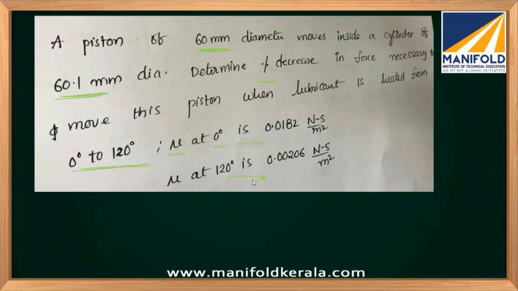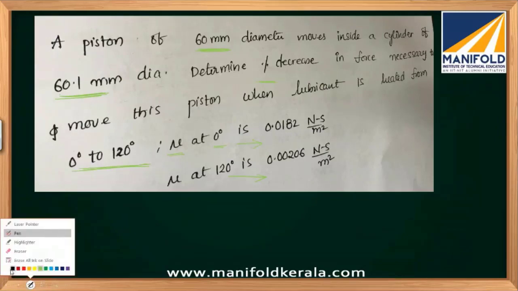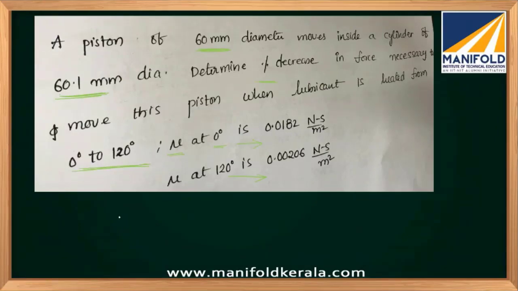that is the last concept which we have dealt. He is asking you to determine the decrease in force necessary to move the piston. He is giving you viscosity at 0 degrees and viscosity at 120 degrees. Now, any idea how we can solve this question? What is the relationship between mu and F? That is the force, decrease in force is asked. How will we calculate that decrease in force? It is F2 minus F1 by F1 into 100%.